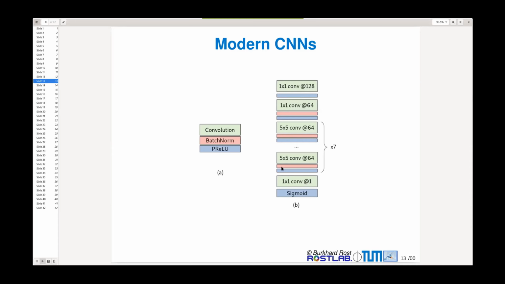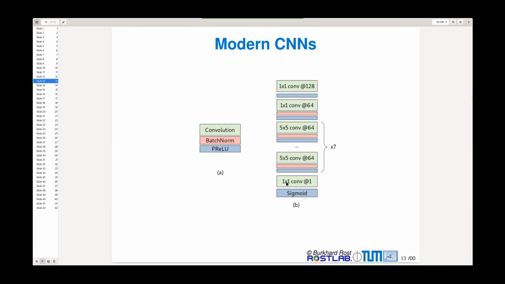Then you have the actual backbone of the network. These are the convolutions which do the actual work. In this case, 5x5 convolutions with 64 feature channels, but this is just an example. You can choose them whatever you want, or rather what works best for your specific scenario. You repeat a couple of those, and then you have an output layer.